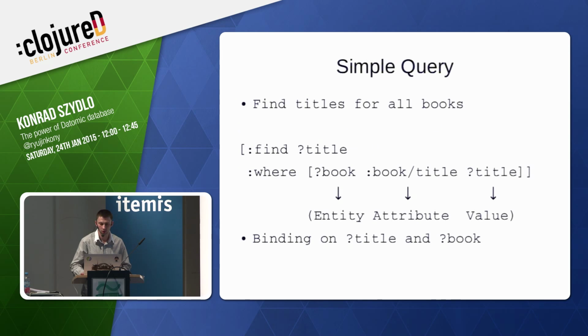So one of the simplest queries that we could ask is to find out titles of all the books in our database. So we've got find title, where there's a book with a book title attribute that's got some value, and here we are using symbols ?title and ?book. These are logical variables, and the query engine would bind appropriate entities or values in order to satisfy our query. And the bindings are implicit, so we don't have to specify them.